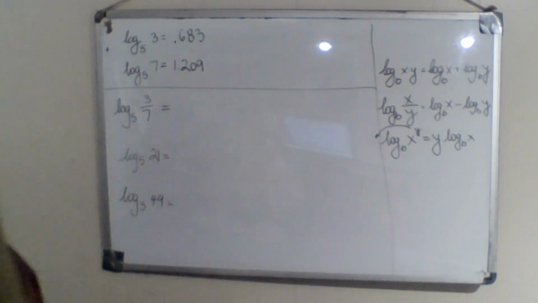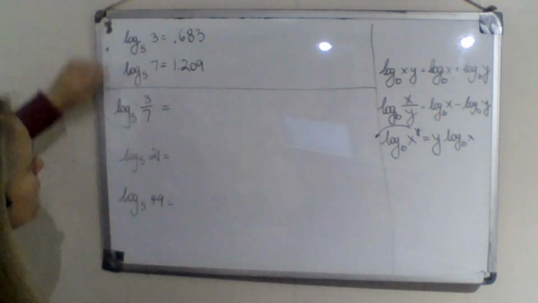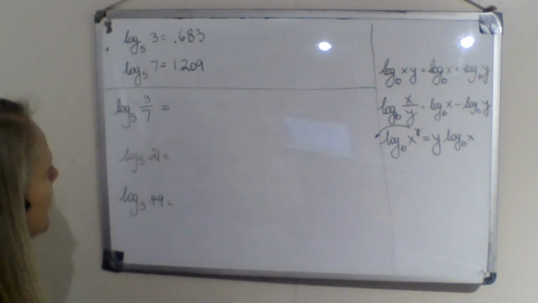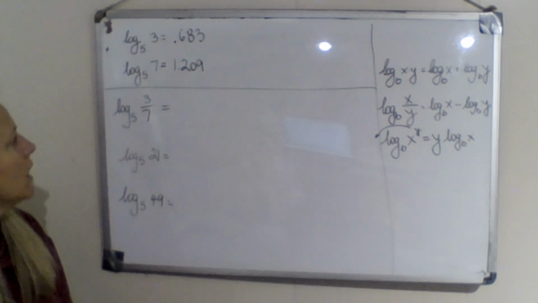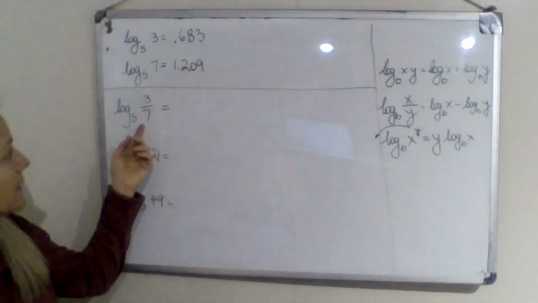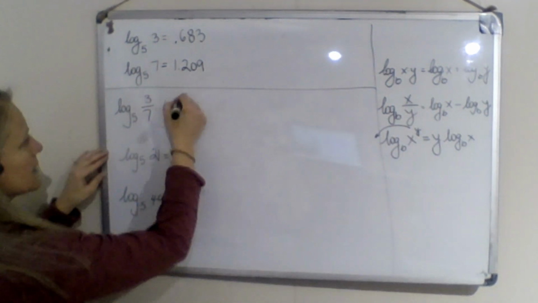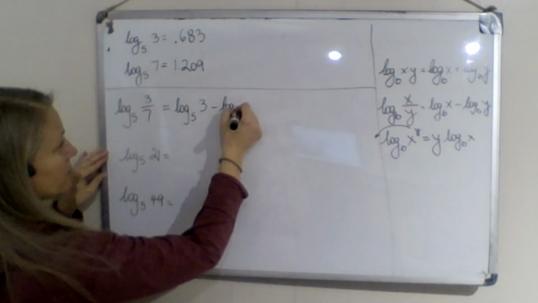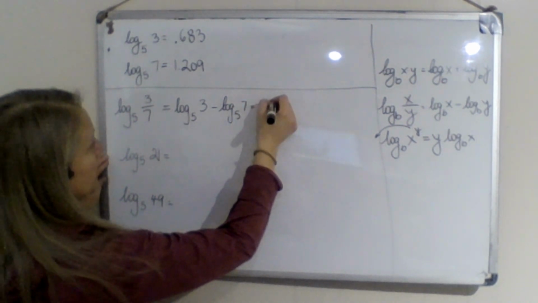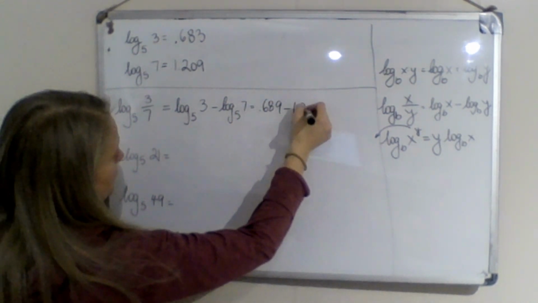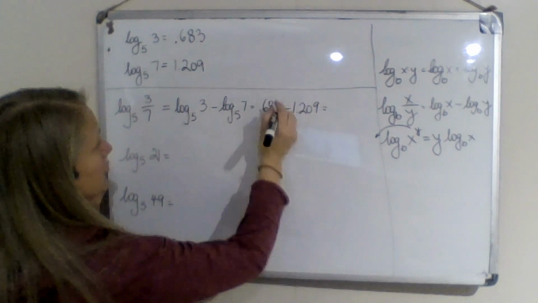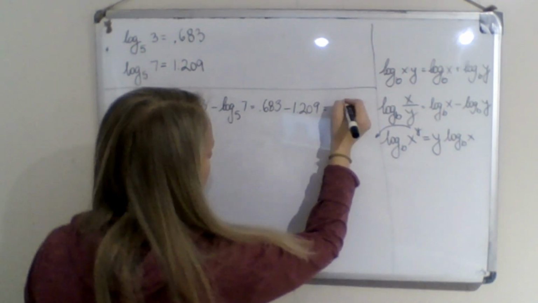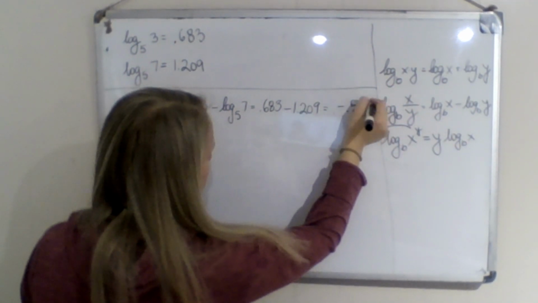I wrote your example 1 on the table. They give us two values: log base 5 of 3, which is 0.689, and log base 5 of 7, which is 1.209. And they say, go ahead and estimate log base 5 of 3 over 7. Well, this is a division. I can write this as log base 5 of 3 minus log base 5 of 7. Now I have the values. It's 0.689 minus 1.209, and all I have to do is put it in the calculator, and it's about negative 0.526.